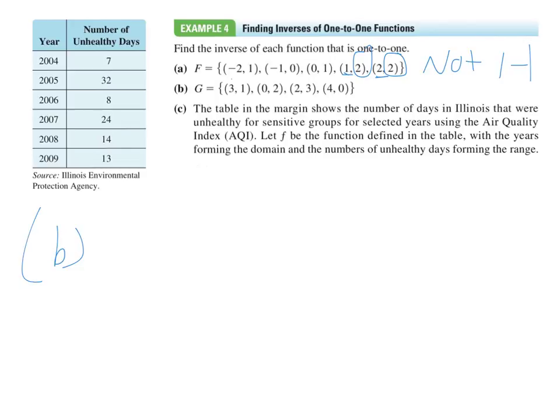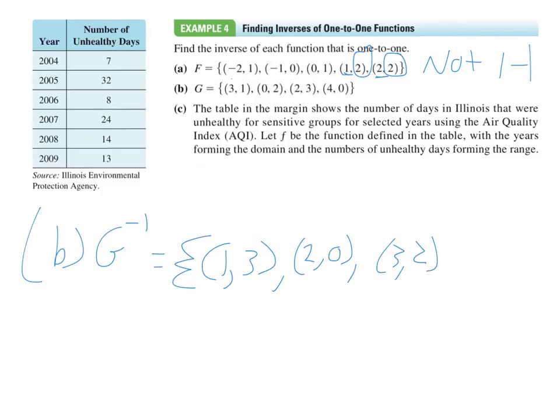So for part B, the inverse, which we denote g inverse, you just flip the x's and the y's, because remember the domain of one function becomes the range of the inverse, and the range of our original function becomes the domain of our inverse. So instead of (3, 1), it contained the point (1, 3). Instead of (0, 2), it contained the point (2, 0). Instead of the point (2, 3), it contains the point (3, 2). And instead of the point (4, 0), it contains the point (0, 4).